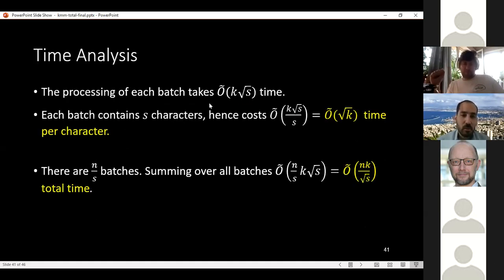Why is this good? For each batch we pay at most K square root S time. Since this batch contains S characters and the computation done for this batch is spread with standard deamortization over S characters, the time per character will be K square root S over S. And since S is at least K, we have O tilde of square root K time. In terms of total time, the original string is of length n, and we divide it into batches of size S. Therefore, we have n over S batches. Multiplying the time per batch by the number of batches, we get nK over square root S total time.